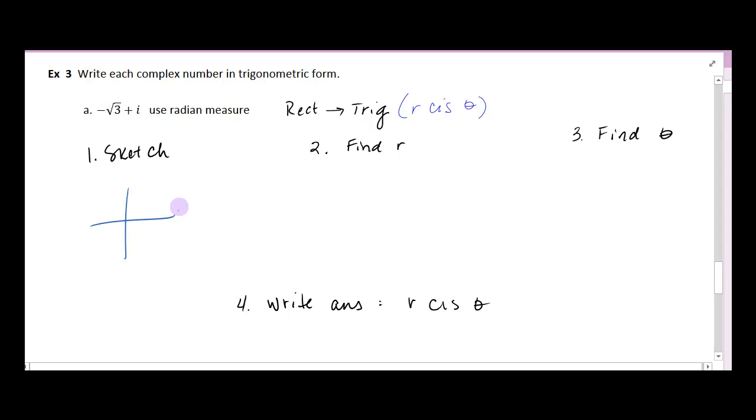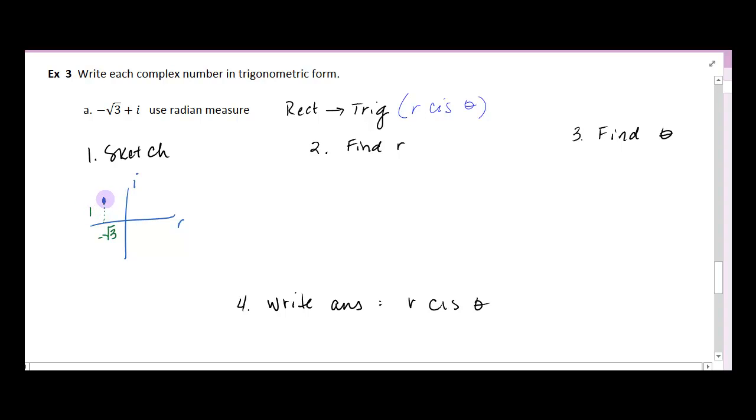We have our real and imaginary axis over here. I know that I'm going to be moving negative square root of 3 along the real axis, so I'm going to move in the negative direction here, and I'm going to move positive in the imaginary direction. So I'm over here. Now, how far did I move in each? Well, I can represent this as negative square root of 3 going in the x direction. And then I moved one in the y, or the imaginary direction. So I have a 1 here.